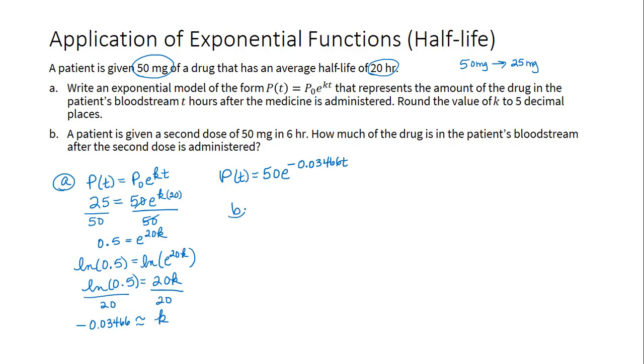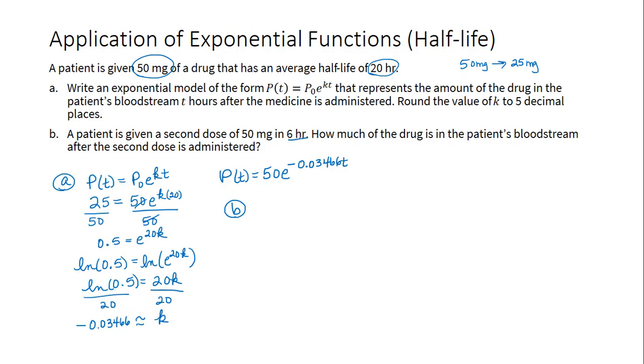To answer part B, we're told that a patient is given a second dose of 50 milligrams in 6 hours. How much of the drug is in the patient's bloodstream after the second dose is administered? Well, we have to think about what remains of the first dose and then add the second dose to it to figure out how much is in the patient's bloodstream. So we first need to figure out how much is left in the patient's bloodstream after 6 hours, then we'll add that to the amount of the second dose.